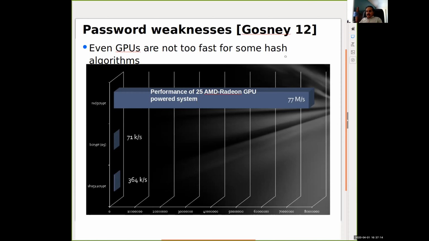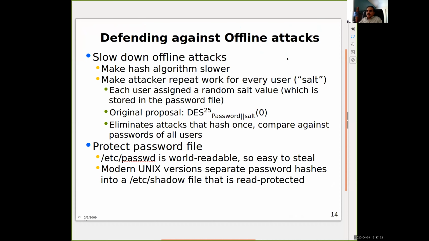Okay, so to make these attacks harder, systems are using these slower hashing techniques, right? That's what this slide summarizes. If you make the hash algorithm slower, then it takes a longer time for attackers to try out many passwords. Okay, and we already talked about salt.